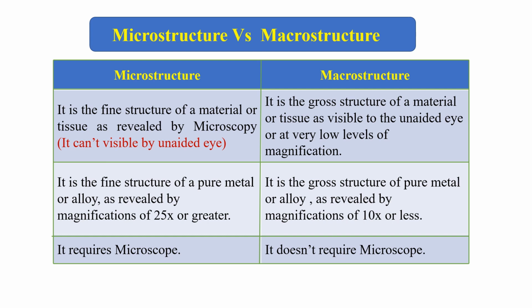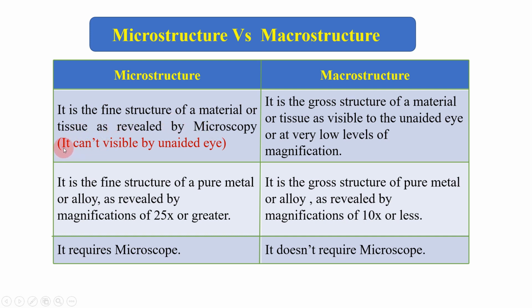What is the basic difference between microstructure and macrostructure? Many students are confused about which is which. I think this content is helpful for identifying it. I am reading the meaning of microstructure. It is the fine structure of a material or tissue as revealed by microscopy.